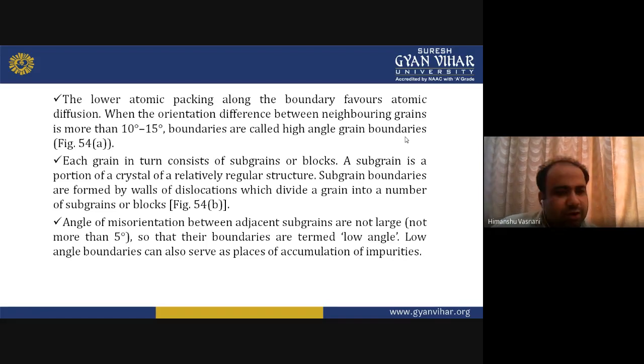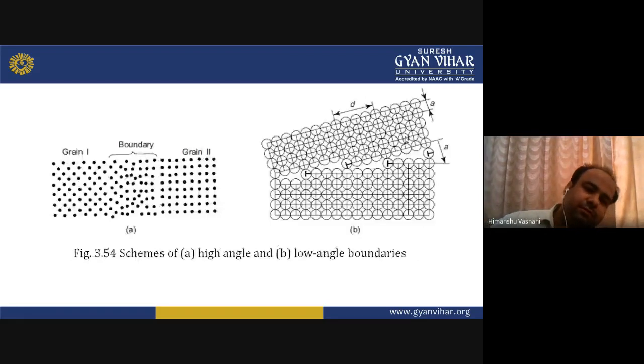Angular misorientation between adjacent subgrains is not very large, not more than 5 degrees, so their boundaries are termed low angle. Low angle boundaries can also serve as places of accumulation of impurities. From this diagram, you can easily understand what is being said.